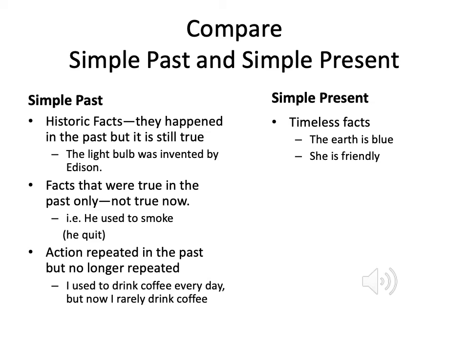The simple present, on the other hand, is used for timeless facts. These things were true in the past, the present, and will be true also in the future. For example, the earth is blue, or she is friendly. This is the kind of person she is. She is normally friendly.